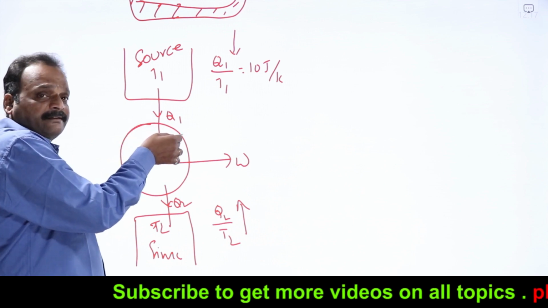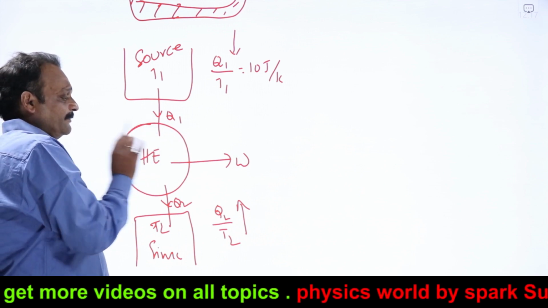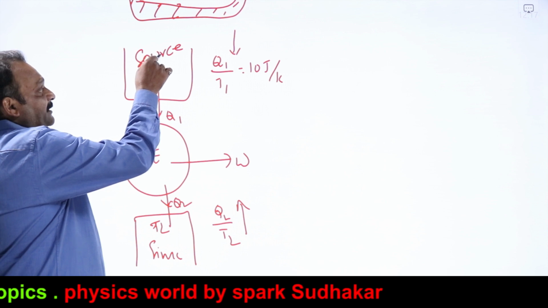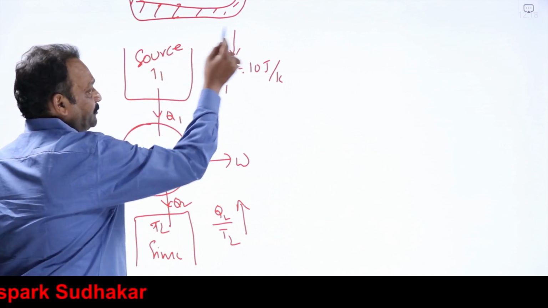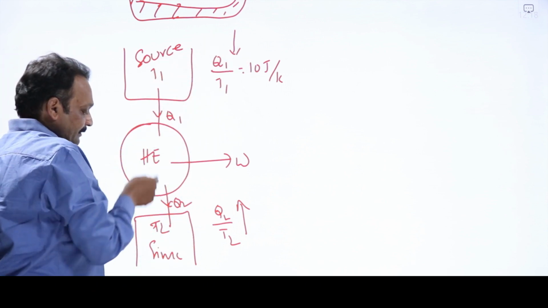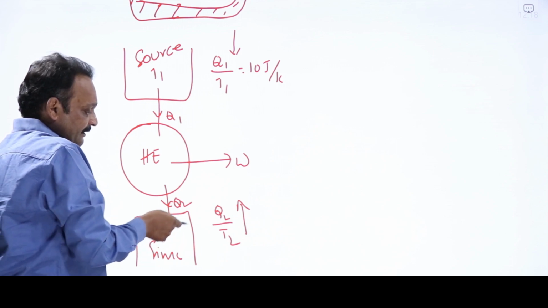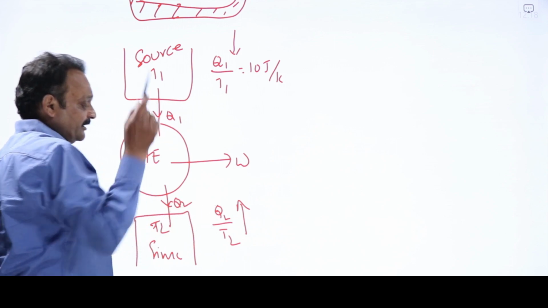So all point functions remain constant. Change in entropy of the engine will be 0. Okay. So in one part of surroundings, entropy is decreasing by 10 joule per Kelvin. That is Q1 by T1. In other part of the surroundings, entropy is increasing by Q2 by T2.